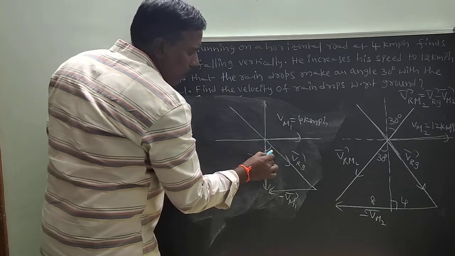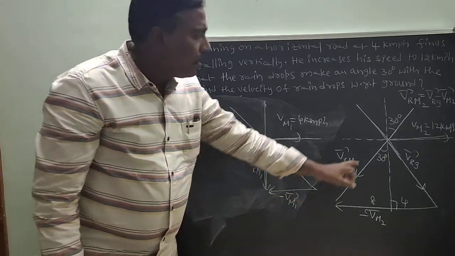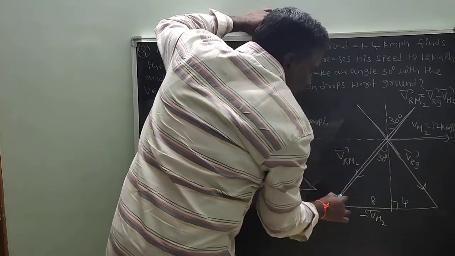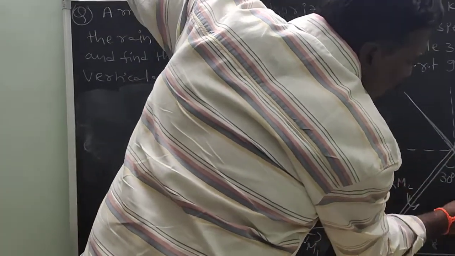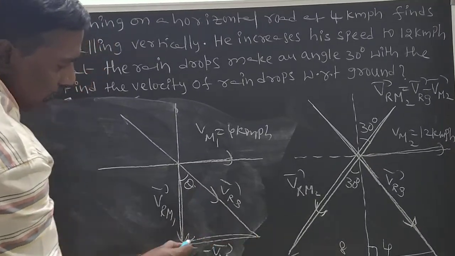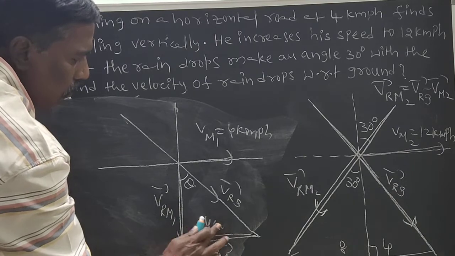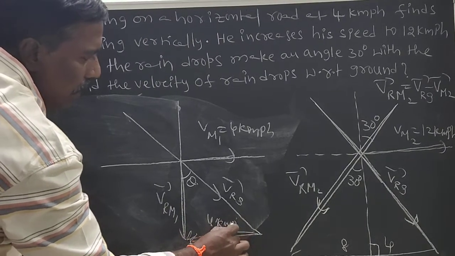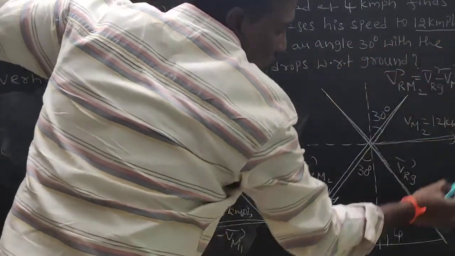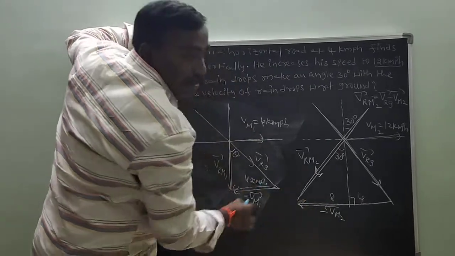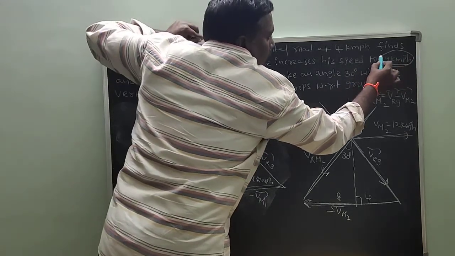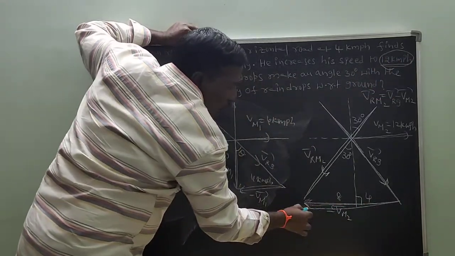Initially we don't know this angle theta. So when velocity increases to 12 kmph, the rain appears to fall like this. This is Vrg bar. This direction does not change. Here this magnitude is 4 kmph. Now the magnitude of velocity is 12 kmph, so this length should increase. Initially this is 4, but final velocity is 12. So this length should be increased.